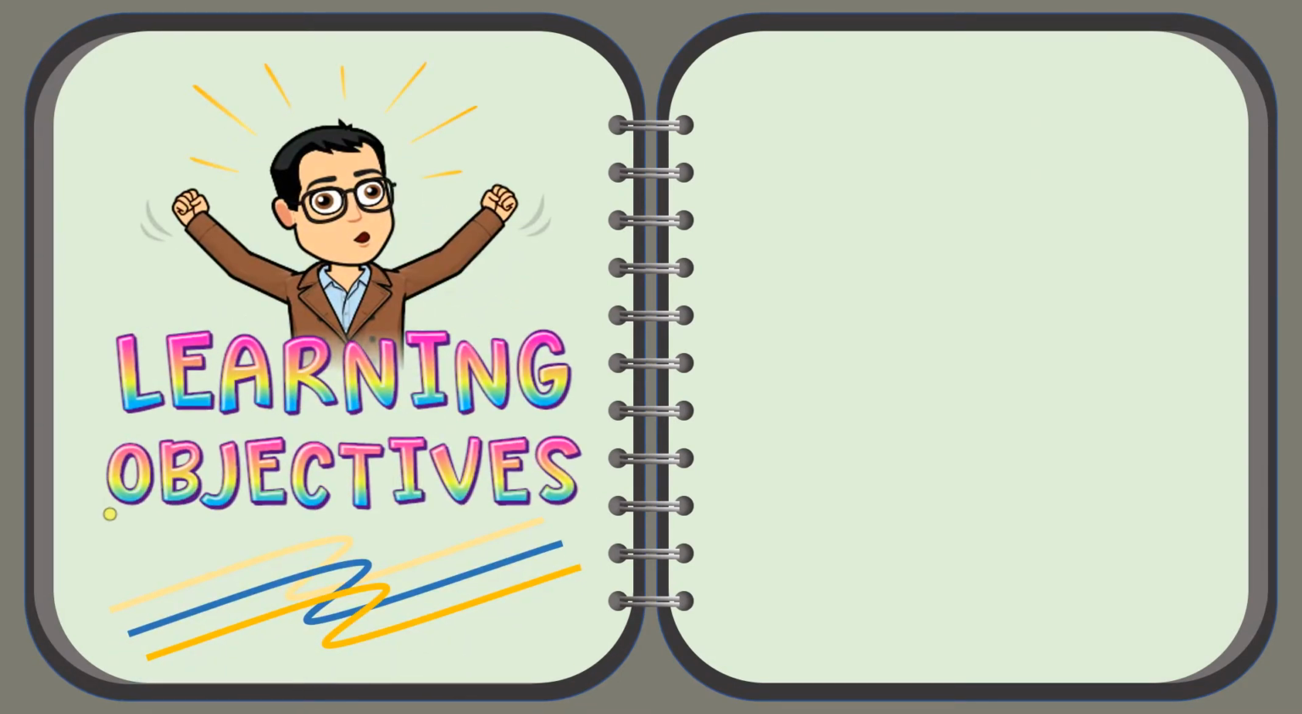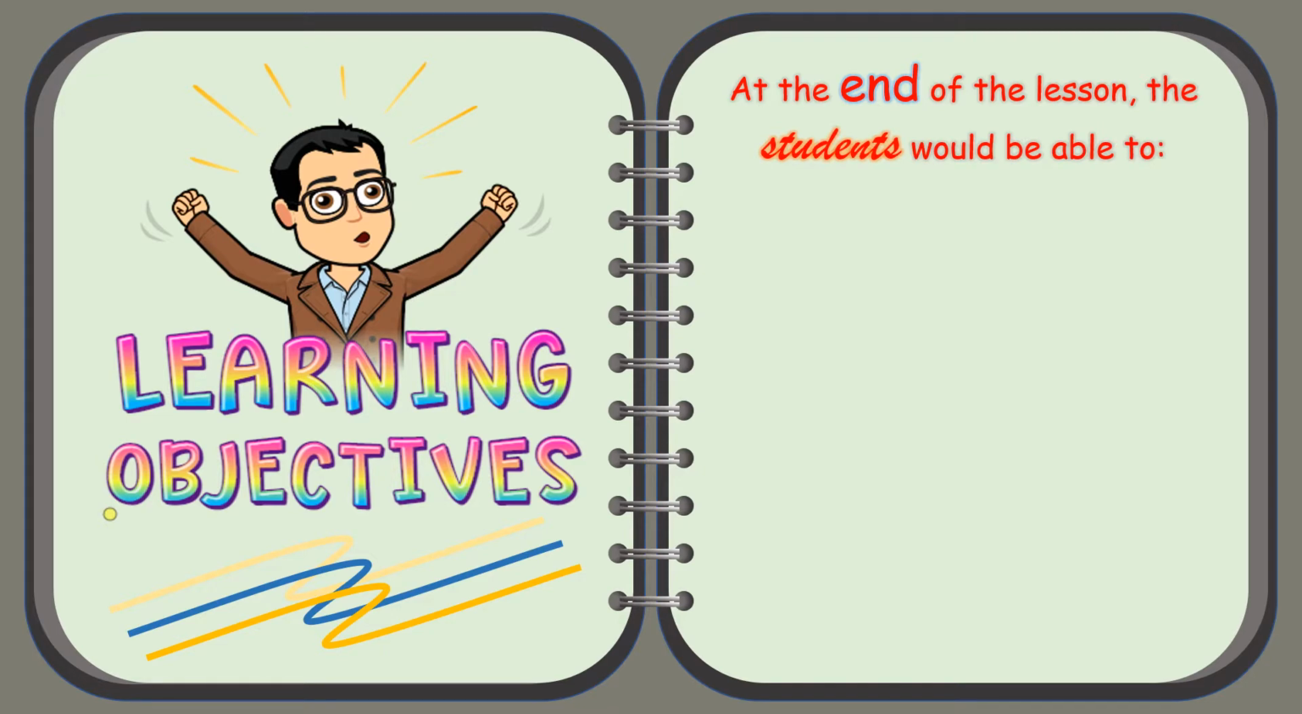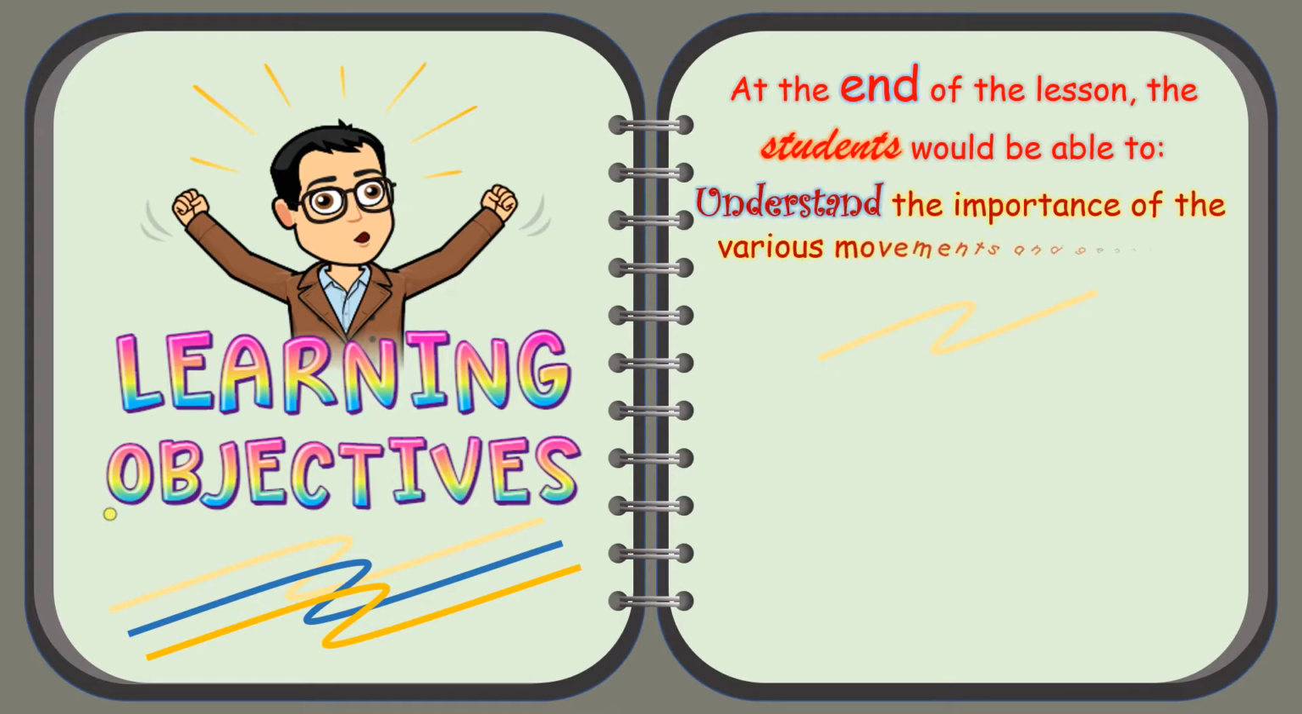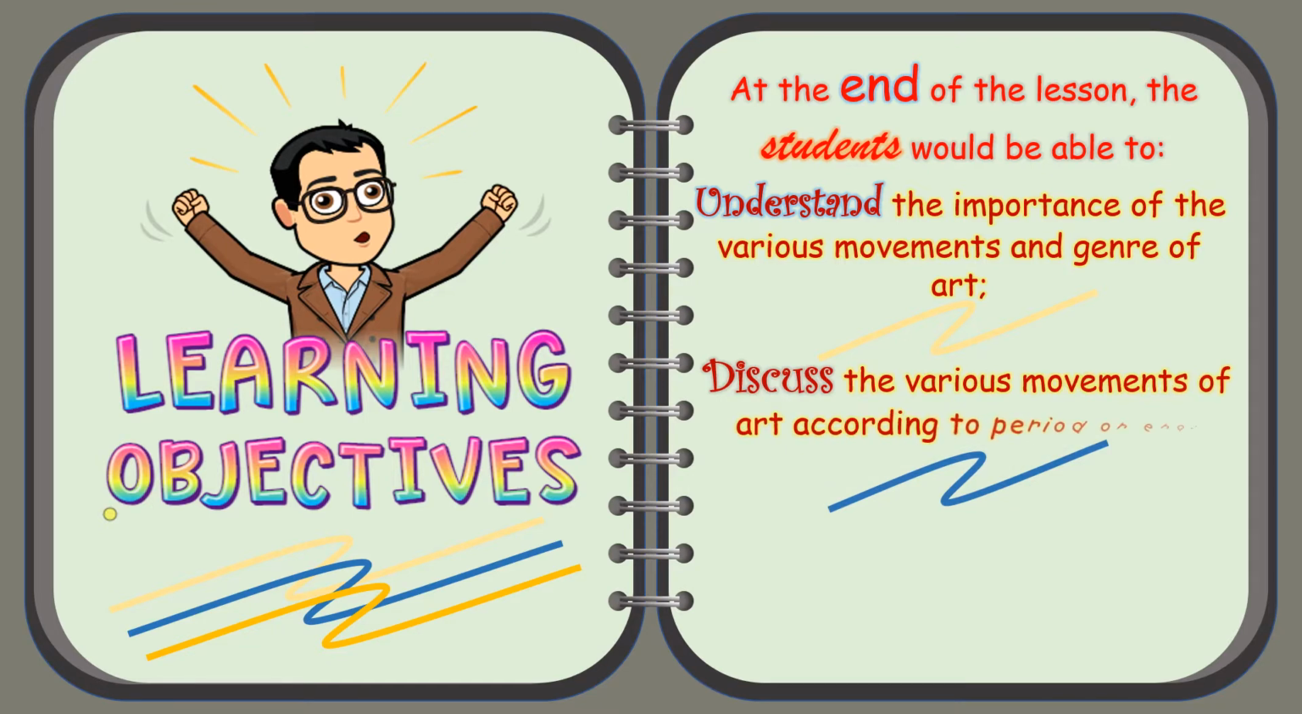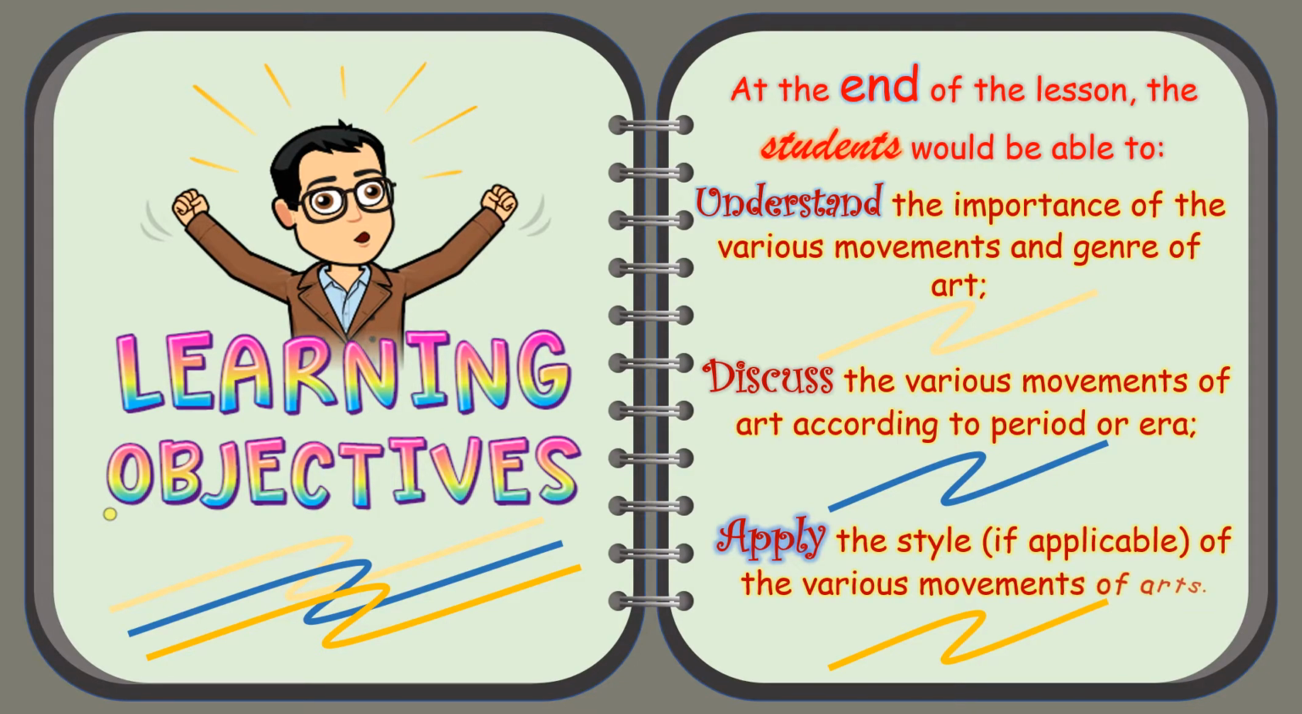Learning objectives. At the end of the lesson, the students would be able to understand the importance of the various movements and genre of art, discuss the various movements of art according to period or era, and apply the style, if applicable, of the various movements of arts.